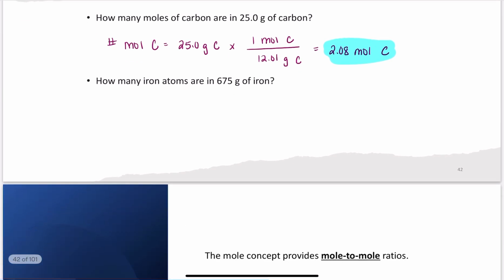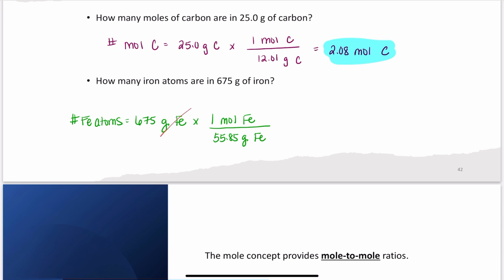So how many iron atoms are in 675 grams of iron? Oops, number of iron atoms. I have 675 grams of iron. You always have to convert through moles, okay? I don't care what you're doing. If you don't know what to do, convert to moles. It's probably the right step. 1 mole of iron is 55.85 grams of iron according to the periodic table.